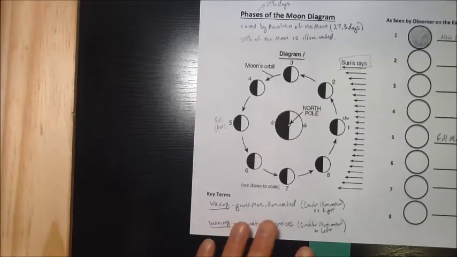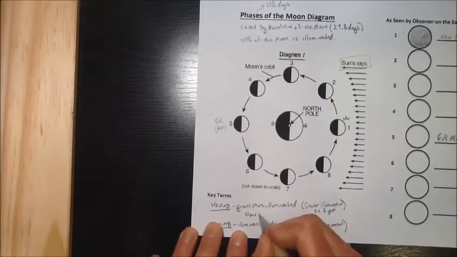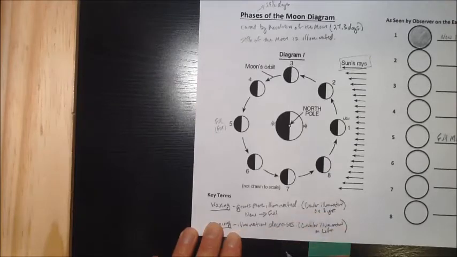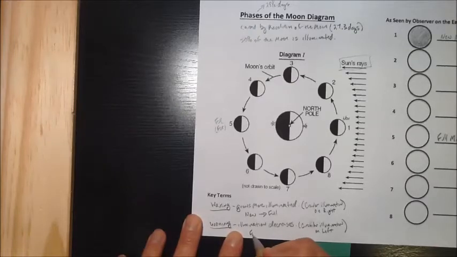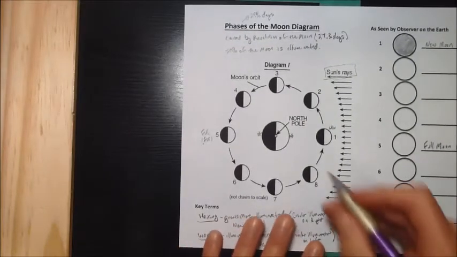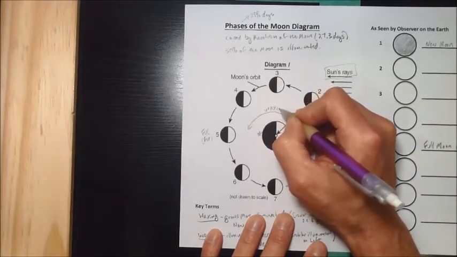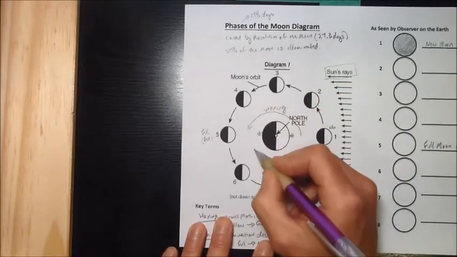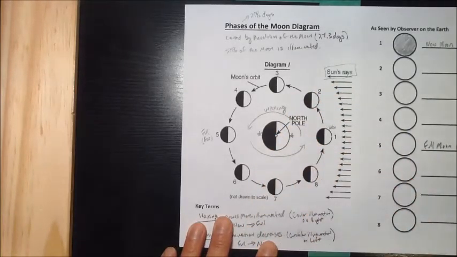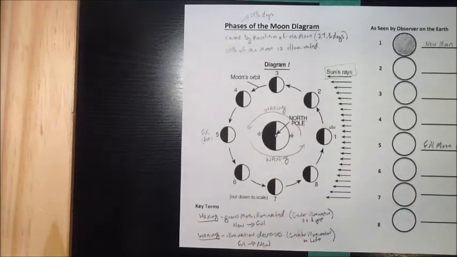All right, so waxing phases are anything from the new to the full. Waning, it's about 2 weeks. Waning phases are anything from the full back to the new. So on our diagram, when you're looking at this, from 1 to 5, all of these would be considered waxing. They're going to grow larger each night. And 5 back to 1 are going to be your waning phases.